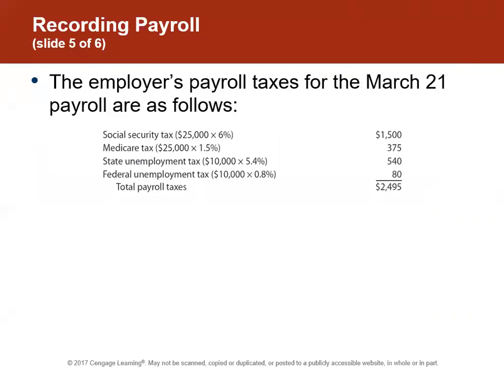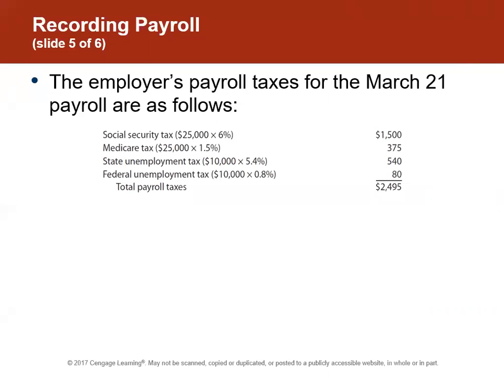So based on the example we were looking at, we had $25,000 worth of wages subject to Social Security and Medicare. So Social Security is $1,500, Medicare is $375. State unemployment, we had 10,000 taxable wages under state and federal unemployment, 5.4%. So state unemployment is $540, and federal unemployment is $80. So we add all those up, and it costs the employer an additional $2,495 in this period just to have these employees that they're paying.